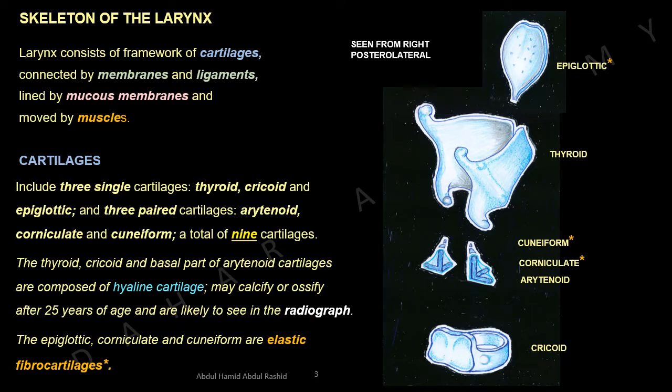Skeleton of the larynx. The larynx consists of a framework of cartilages, connected by membranes and ligaments, lined by mucous membranes, and moved by muscles. These are the diagrams of the cartilages seen from right posterolateral view.